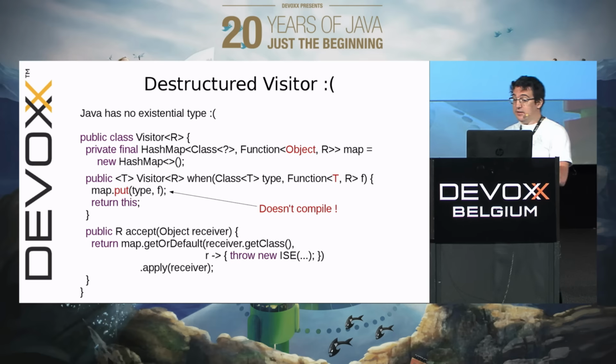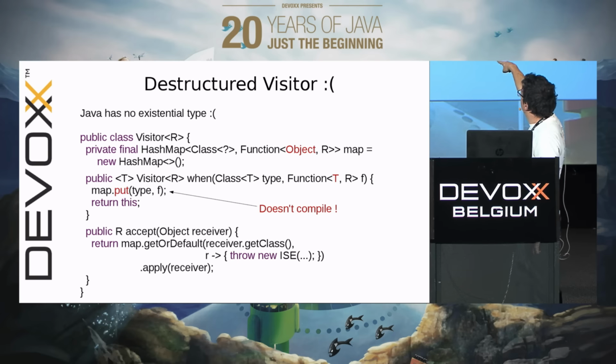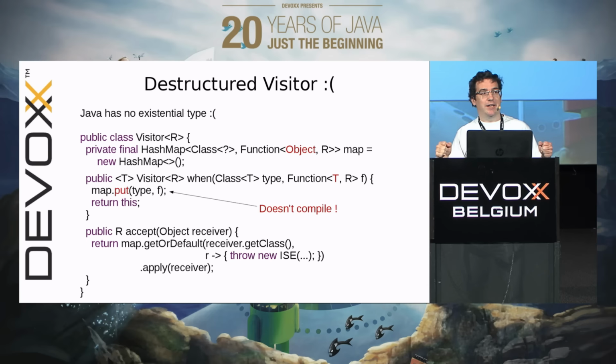The main issue is that it doesn't compile. It doesn't compile because here the type is class of T. A class of T is a class of question mark. It's okay for the first parameter, but for the second one, I have a function of T, and I try to put it in a function of object, and it doesn't work. How can I solve this?